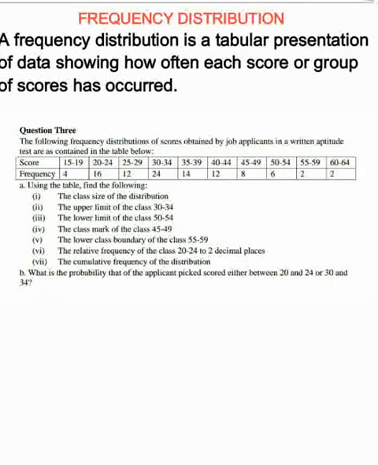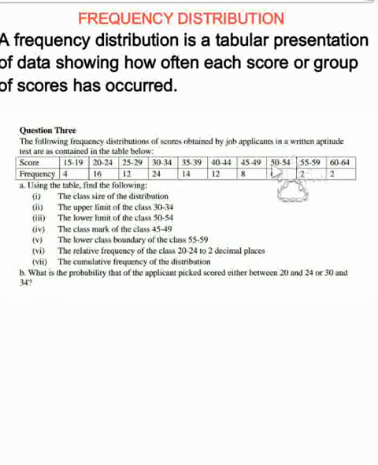First, we have the frequency distribution. A frequency distribution is a tabular presentation of data showing how often each score or group of scores has occurred. Like what we have here is a grouped distribution, and we have the frequency of each of these classes.